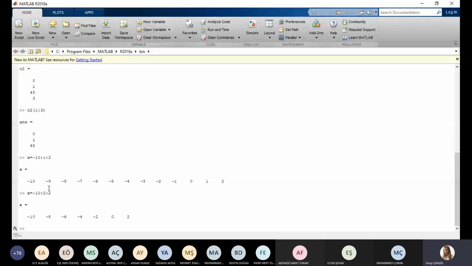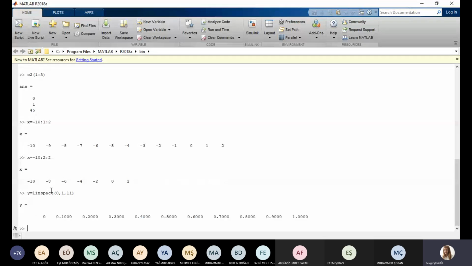Or you can define the vector with the linspace command. I already shared the notes with you. You can say between 0 and 1 divided into 11 parts. It will divide by itself; you are not telling the increment, you are just saying how many points you want. It will divide 0 to 1 into 11 points and give you the vector like that. So, any question about vectors?